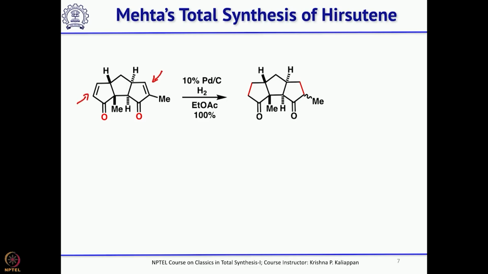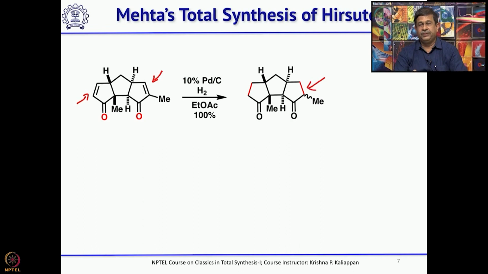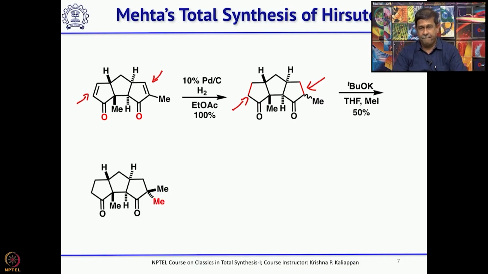Next, he wanted to introduce one more methyl group here. If you look at hirsutene, you have a dimethyl group at that carbon. So he wanted to introduce one more methyl group. Obviously, if you see there is another ketone and next to that is CH2, there one can also do the deprotonation. So what he did, he treated with potassium tertiary butoxide, okay, and quenched with methyl iodide.